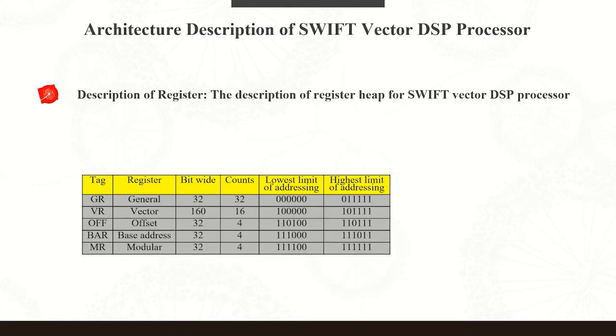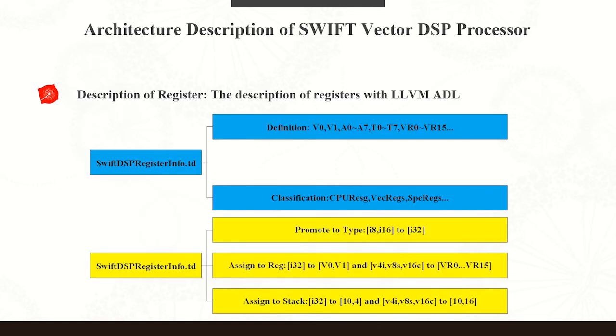Target architecture description includes the description of the register set and instruction set. Registers are merely divided into the following 5 classes: general register, vector general register, offset register, base address register, and modular register. I use the LLVM architecture description language to describe the following information: register definition, register classification, coding conventions, and so on.